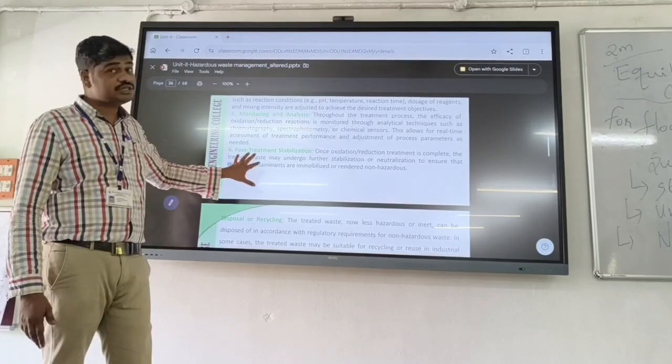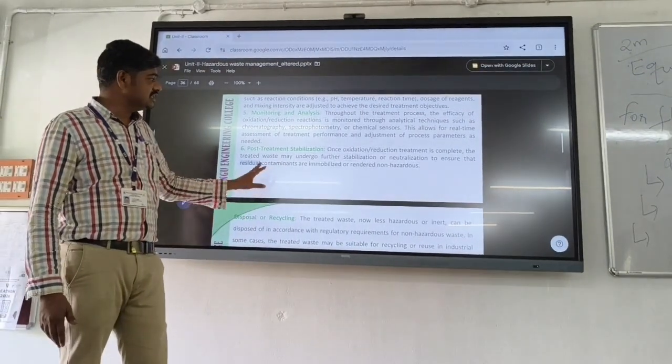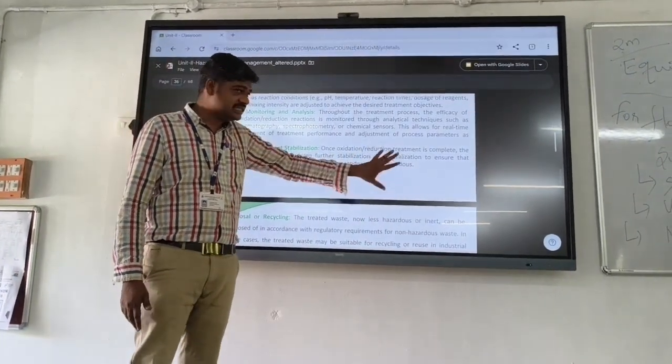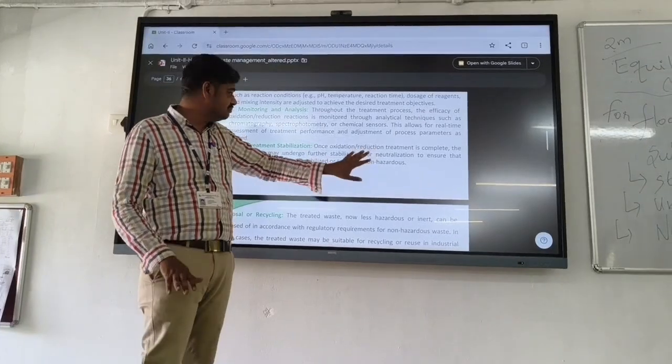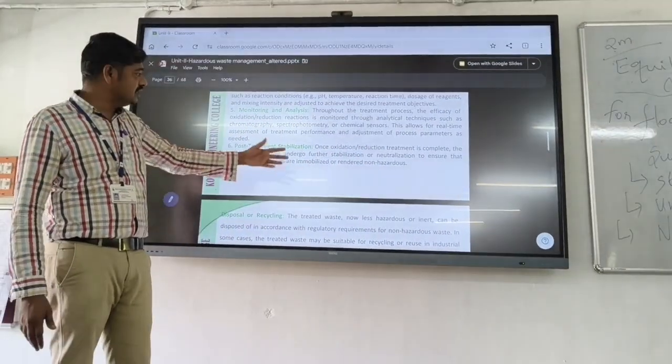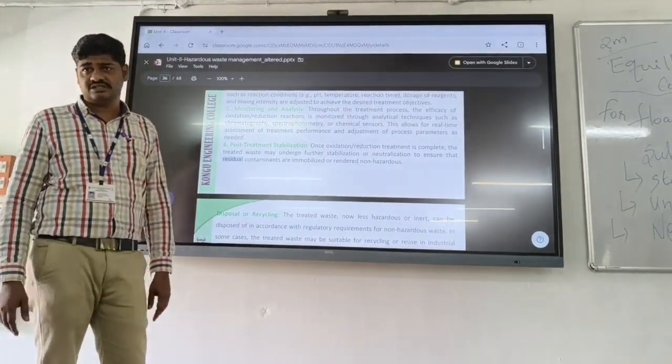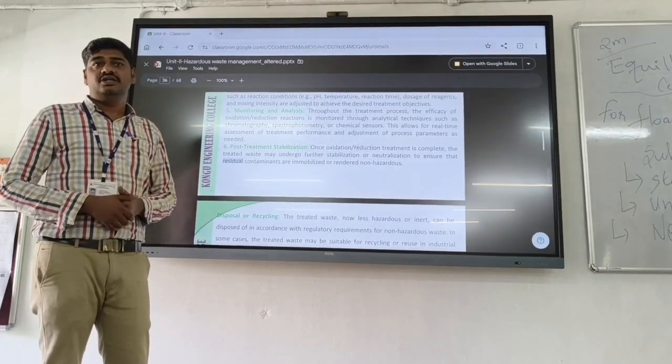Then post-treatment stabilization. Once the reaction is completed, that means the oxidation reaction is completed, the treated waste may undergo further stabilization or neutralization. Once again, we will go for the neutralization reactions.